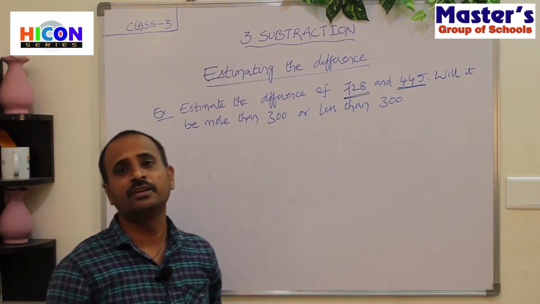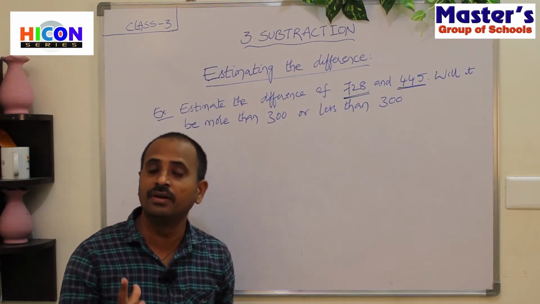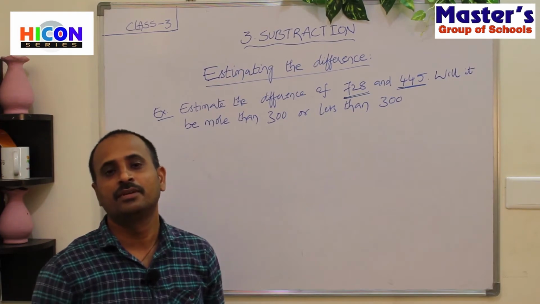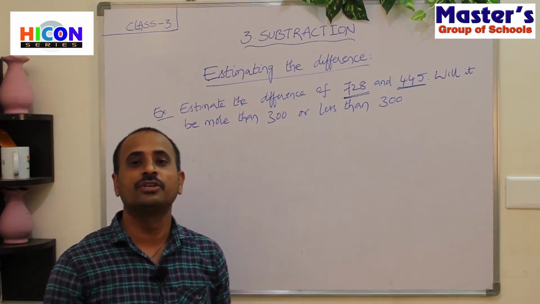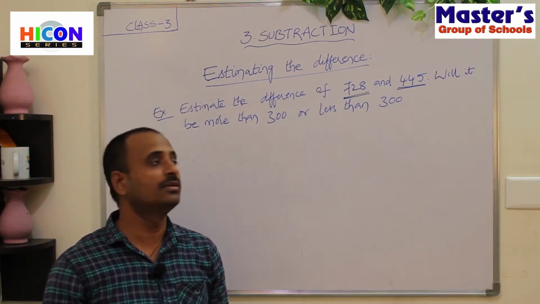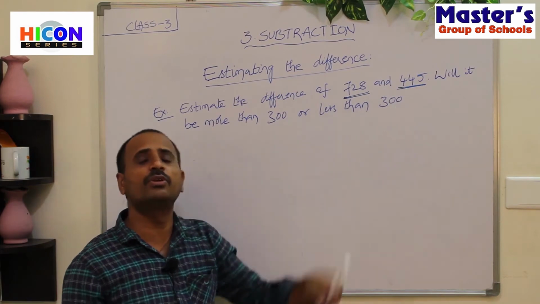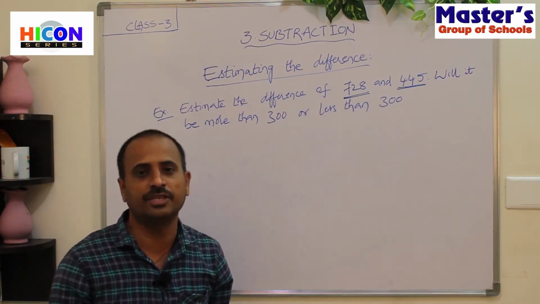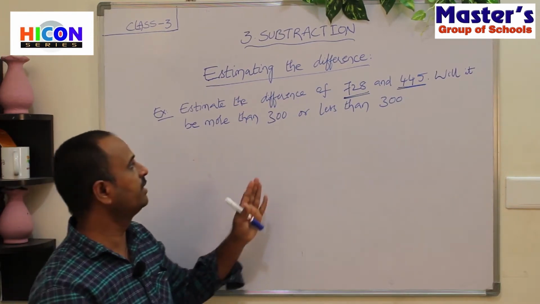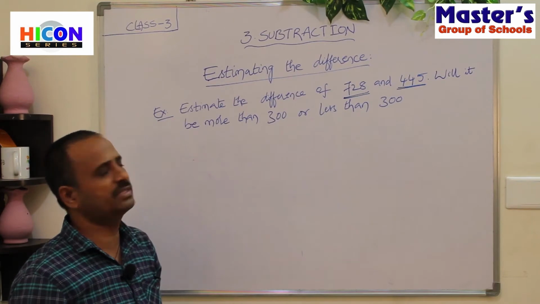How can we estimate? In the previous chapter, that is in the first chapter, we have learned a concept, that is rounding of the numbers. So we can round off the numbers to the nearest tens or nearest hundreds. In the same way, we can estimate the difference between two numbers without doing subtraction. So let us see how we can estimate the difference of the two numbers.